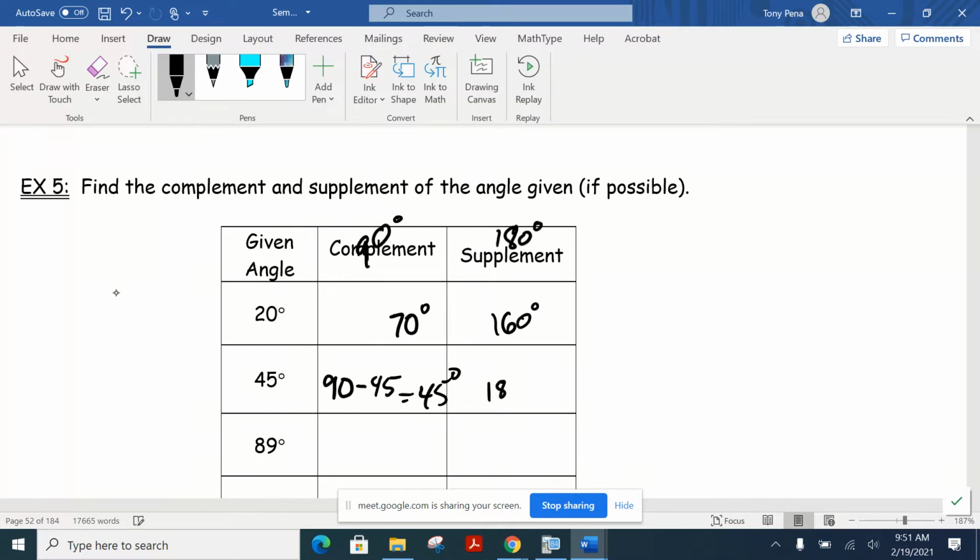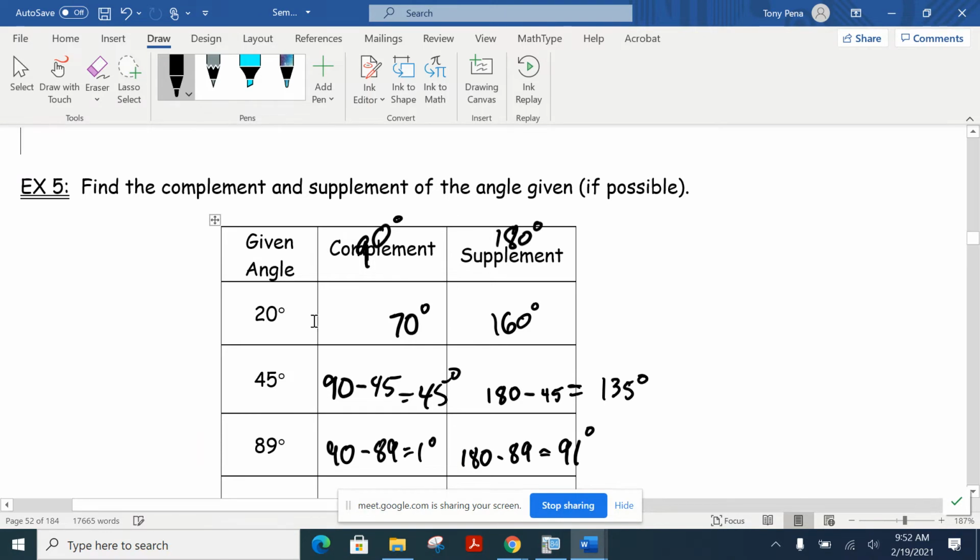Same with the supplement. All we really need to do is take the full 180, subtract the angle that I gave you, 45, and then whatever that gives us is our supplementary angle. Oh God, that is 135. Think about that for a minute. And then last one, 90 minus 89 means we have 1 degree. And then 180 minus 89 means we have 91 degrees. That is its supplement. So they need to add up to 90 or 180.